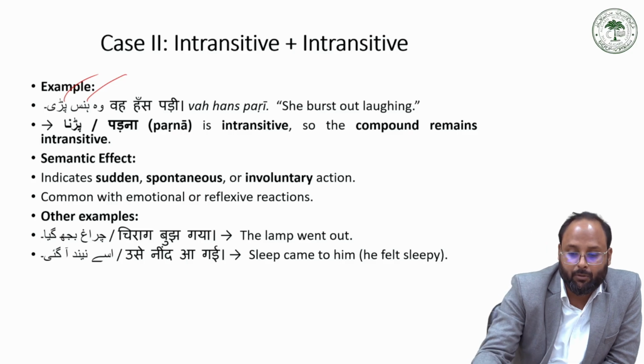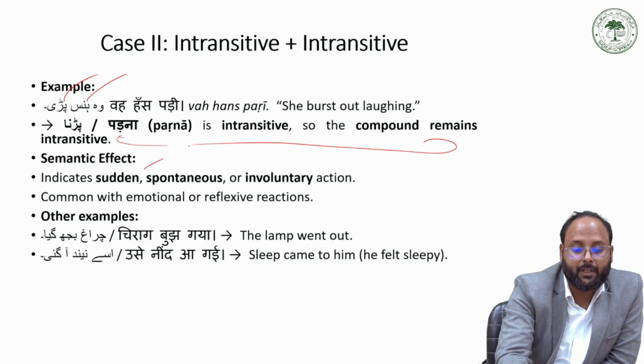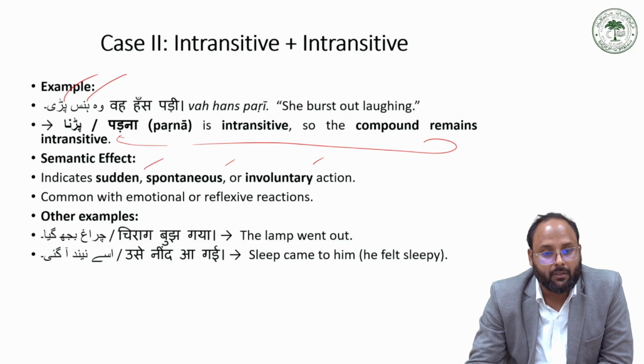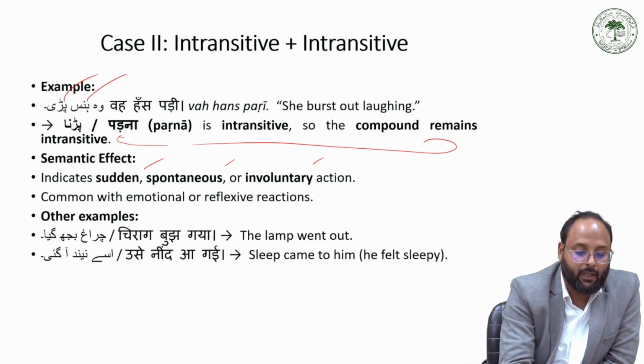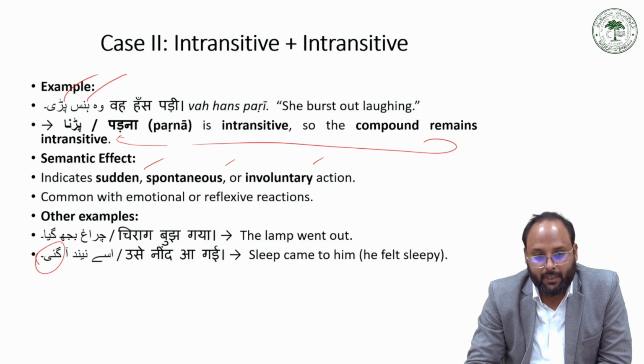So the whole compound remains intransitive. It gives the meaning of suddenness, spontaneous or involuntary action. Like चिराग बुझ गया, उससे नींद आ गई. So आ गई is also intransitive plus intransitive, आना plus गया.